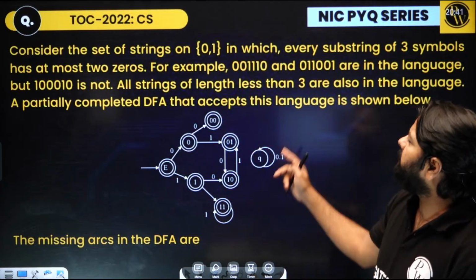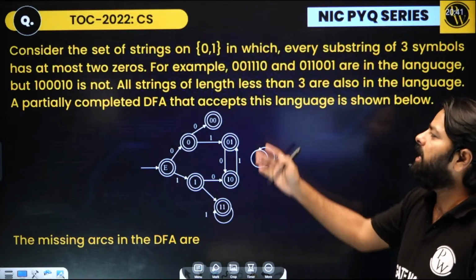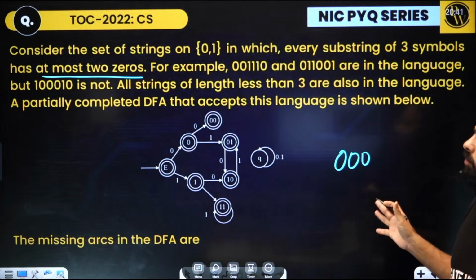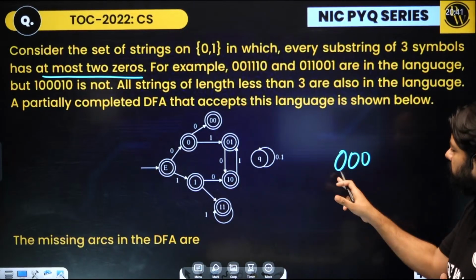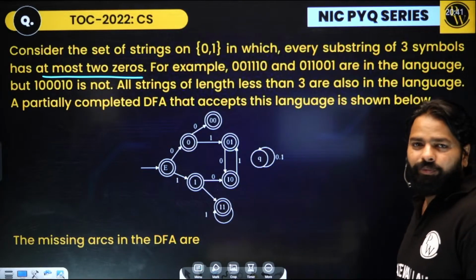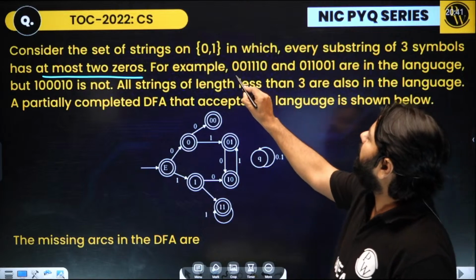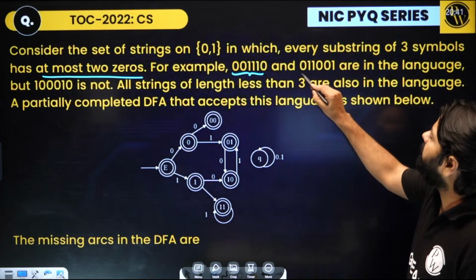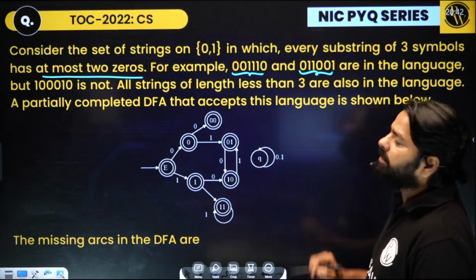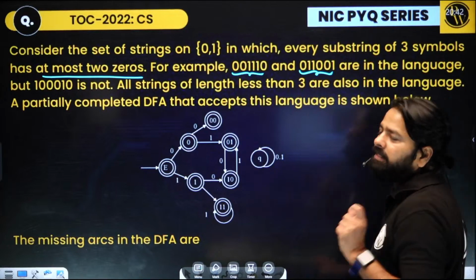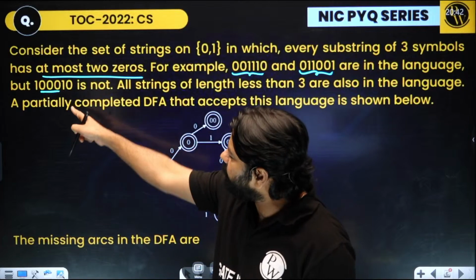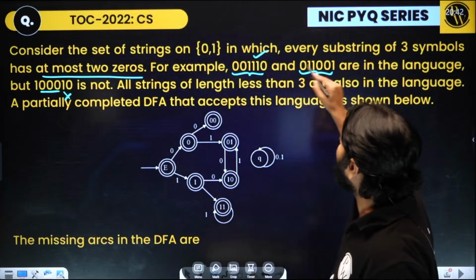You have the set of strings in which every substring of 3 symbols has at most 2 zeros. So you cannot have 3 zeros, because you should have at most 2 zeros. If you get 3 zeros, you should go to the dead state. The dead state is also given here, Q, correct? There is an example: 00110 and 01101 are in the language because you don't have 3 zeros in a row. But if you take 3 symbols consecutively and 3 zeros are there, that's why this is invalid and these two are valid strings.